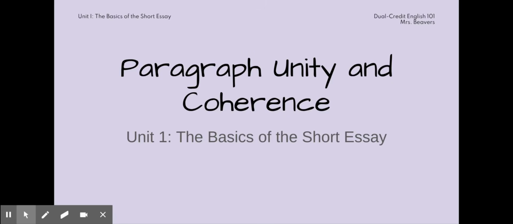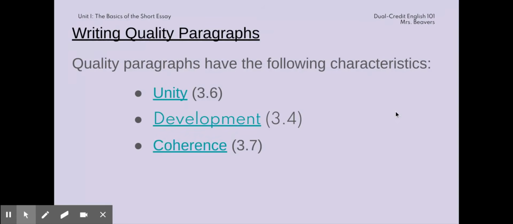In this video, we will be looking at the basics of effective paragraph writing, specifically paragraph unity and coherence. Quality paragraphs have the following characteristics. They're unified, they're well-developed, and they're coherent.